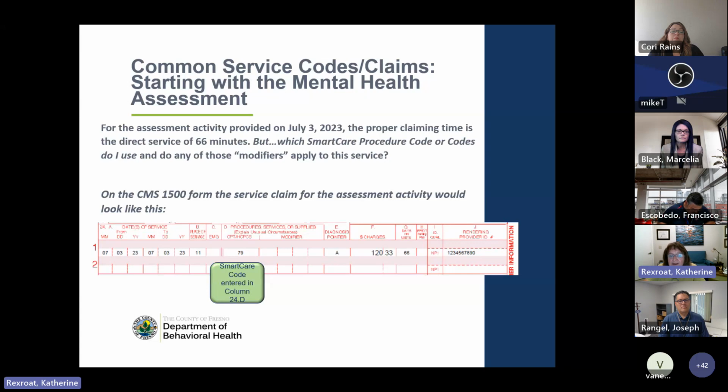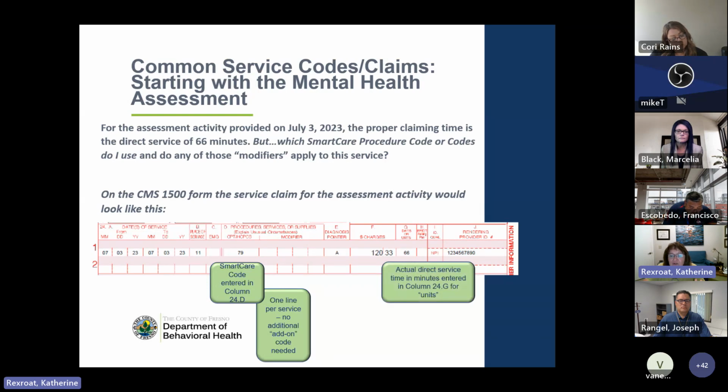But now you're going to use the SmartCare code under procedure code in 24D, which is 79. You're only going to use one line. No additional add-on codes are needed because SmartCare will do that for you. The actual direct service time in minutes is entered in column 24G for units. So you'll see I entered 66. And then the charges equal the 4 CPT units or 60 minutes allowed.